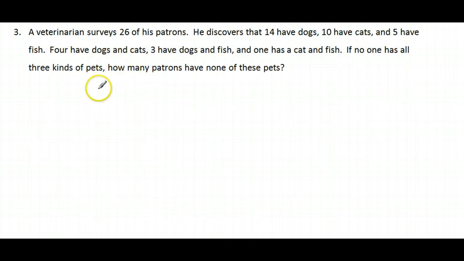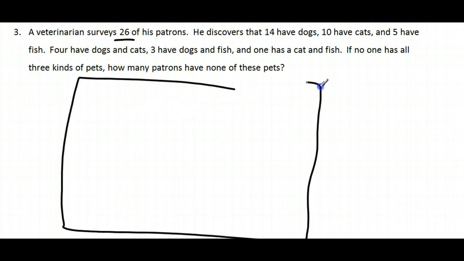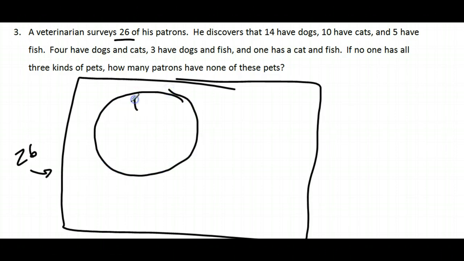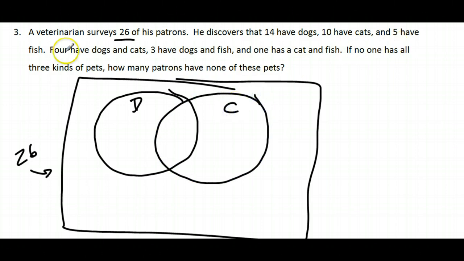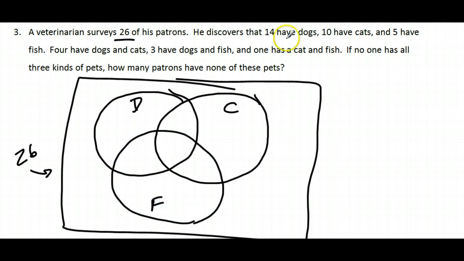All right, let's go on to 3. This one's a little trickier because we're actually dealing with 3 categories. So a veterinarian surveys 26 of his patrons. So I know my universe here has to be 26 people. He discovers that 14 have dogs. Okay, so we've got a dogs category here. Throw a D. 10 have cats. All right, so that tells me we've got a cats category. And 5 have fish. So we need another category. And that one is going to be fish.